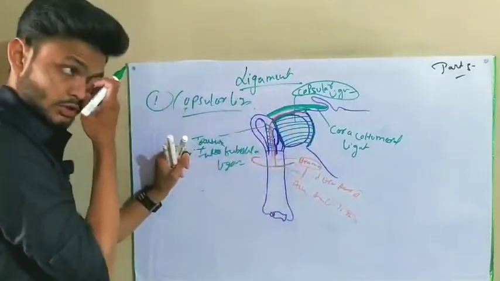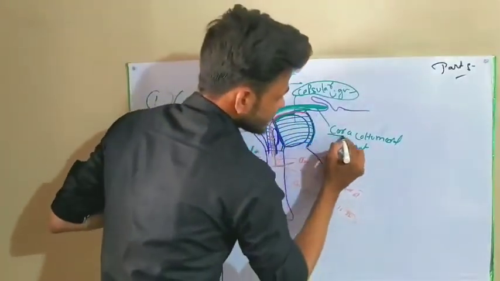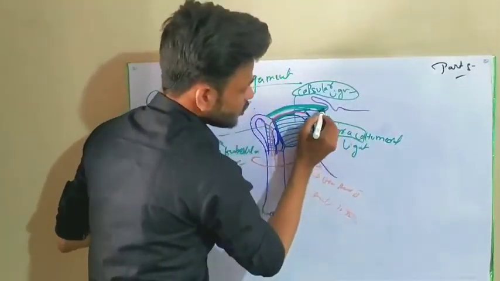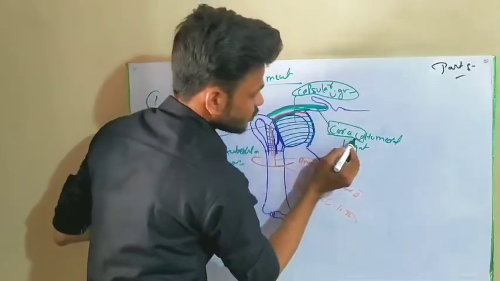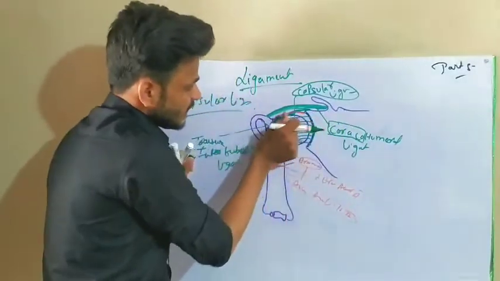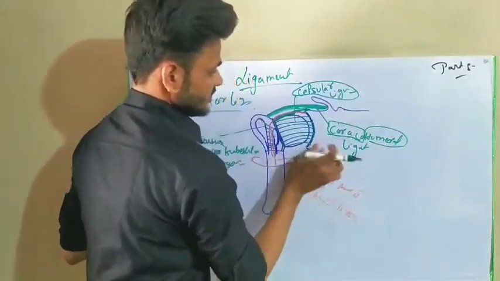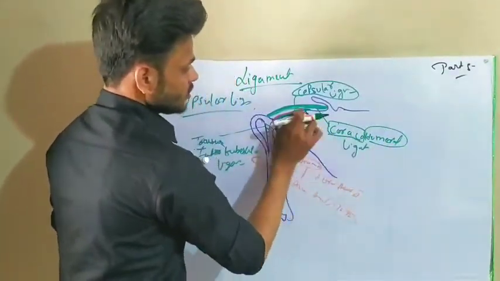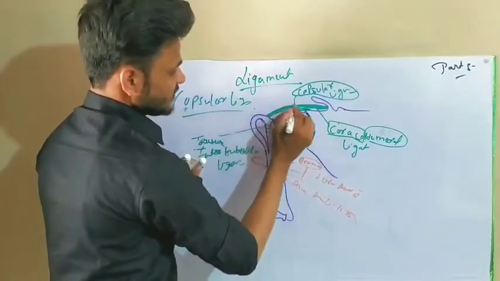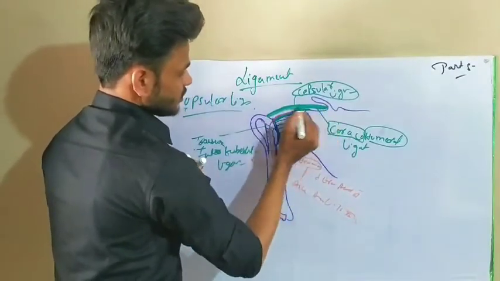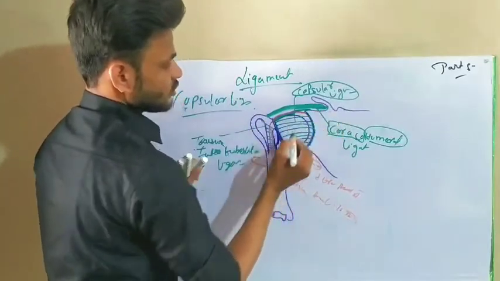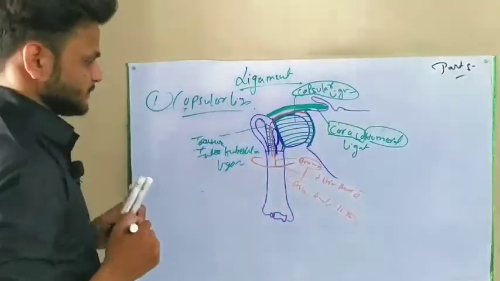Why is it called the coracohumeral ligament? Because it is attached to the coracoid process, that's why it is called coraco. And this ligament is also attached to the humerus, that's why it is called humeral. It is attached from the coracoid process to the humerus.